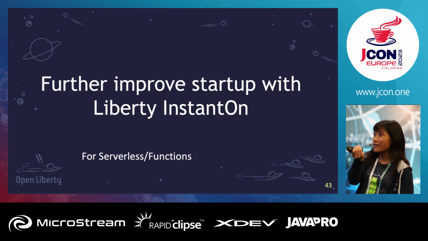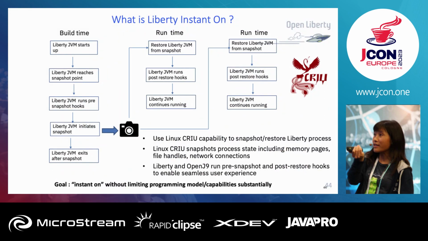It's Liberty InstantOn. So Liberty InstantOn is built on CRIU technology, Linux checkpoint restore in user space. Who knows CRIU? Oh, nobody. Okay. So this is very simple. Basically, you start up your application, you take a snapshot, and then whenever next time you want to scale up, you use that snapshot to restore.